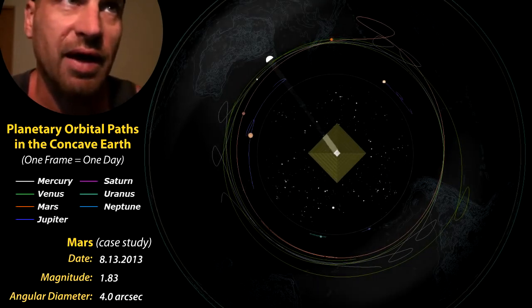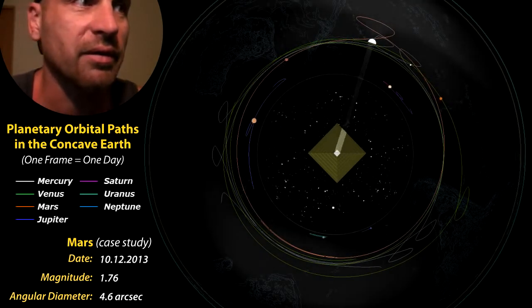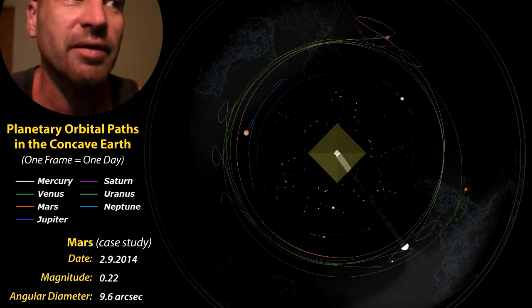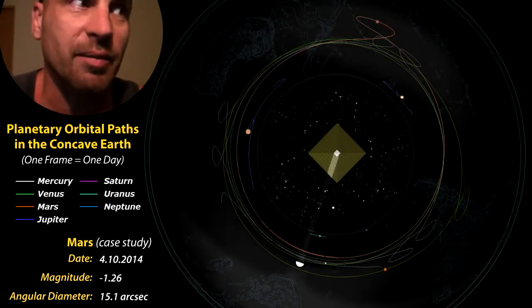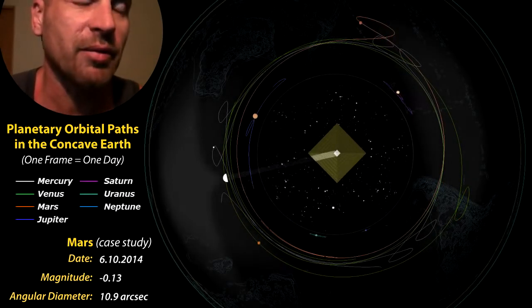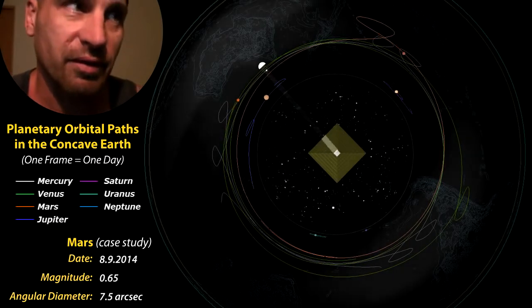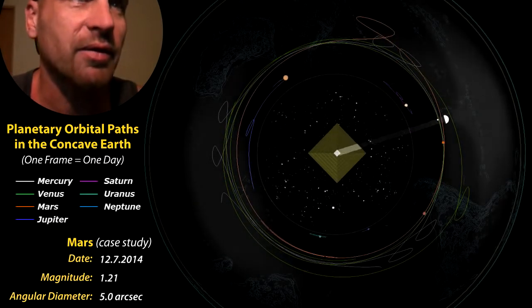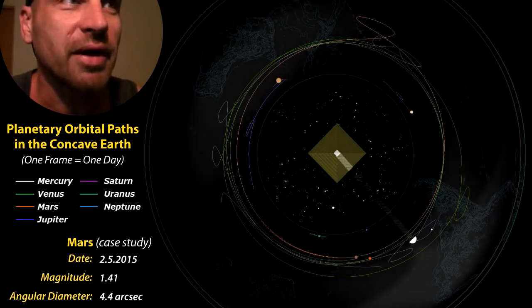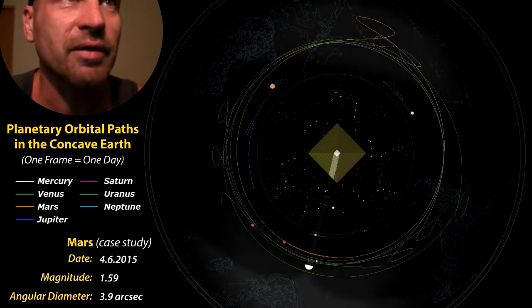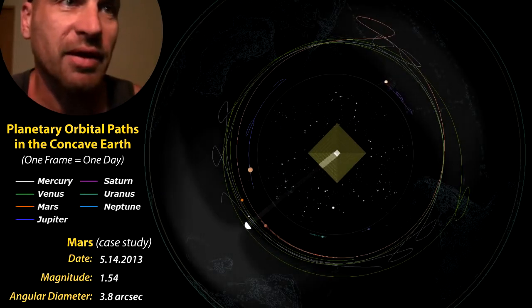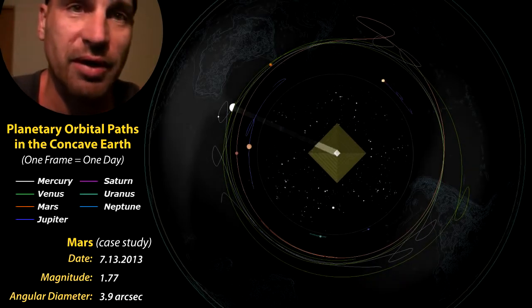It starts to sag, it starts to get lower to the Earth, so the angular diameter increases. It also increases its brightness. The magnitude is measured so that the lower the number, the brighter the object in the sky. So during the retrograde, the planets are going to become bigger. The angular diameter is going to get bigger, and they're also going to become brighter.